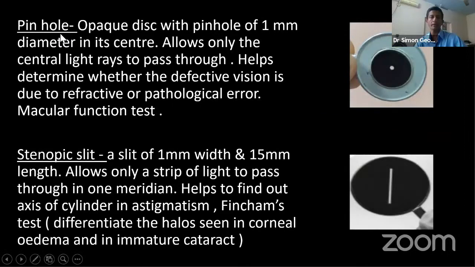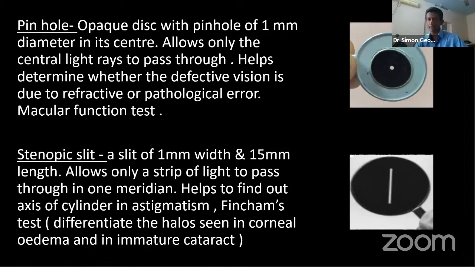A pinhole is an opaque disc with a small hole in the center, which is roughly 1 millimeter in diameter. This small hole allows only the central light ray to pass through it. And so the peripheral rays of light are cut off, and only the central rays will fall directly onto the retina without any change in its pathway. So it will help you to determine whether the defective vision which the patient has is due to a refractive error or due to some pathological cause like cataract, etc.